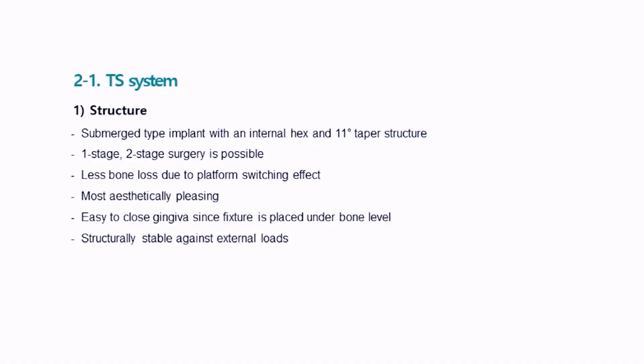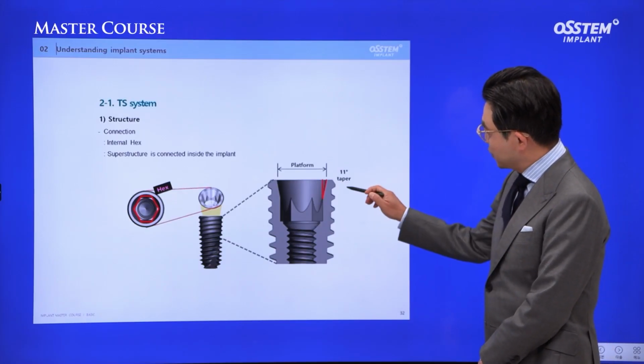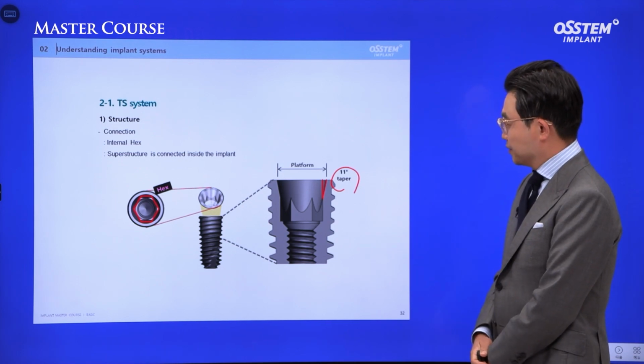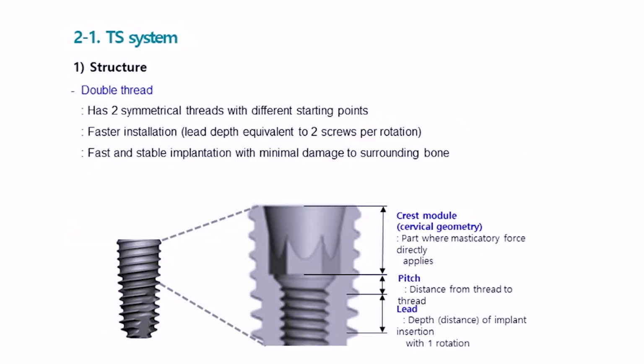First, the TS implant is the one that is most popular and it can be used for all cases. It can do one-stage as well as two-stage surgeries, and there is clinical convenience, and that's why it's become the most popular one. For the TS system, 11 degrees of tapering is there, and the abutment and the implant are connected as conical sealing, and it has double thread.